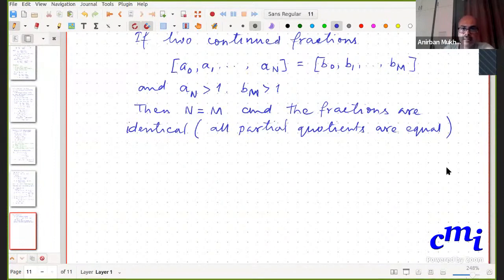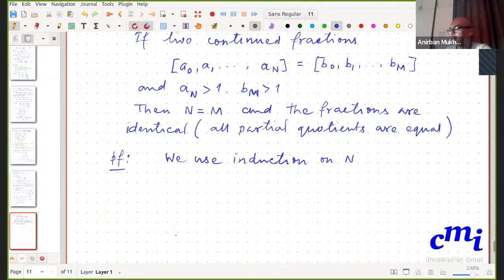So the proof is by induction. Let's write down a complete proof. So we use induction on n.